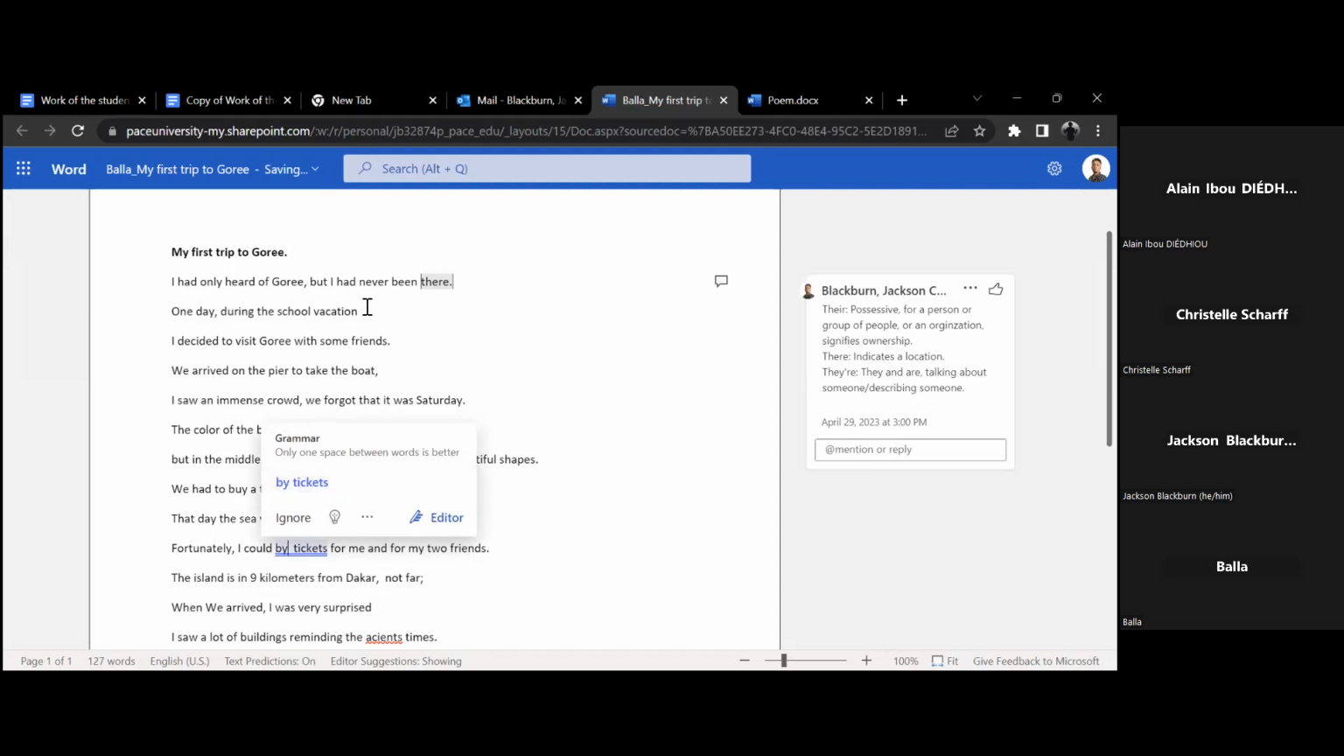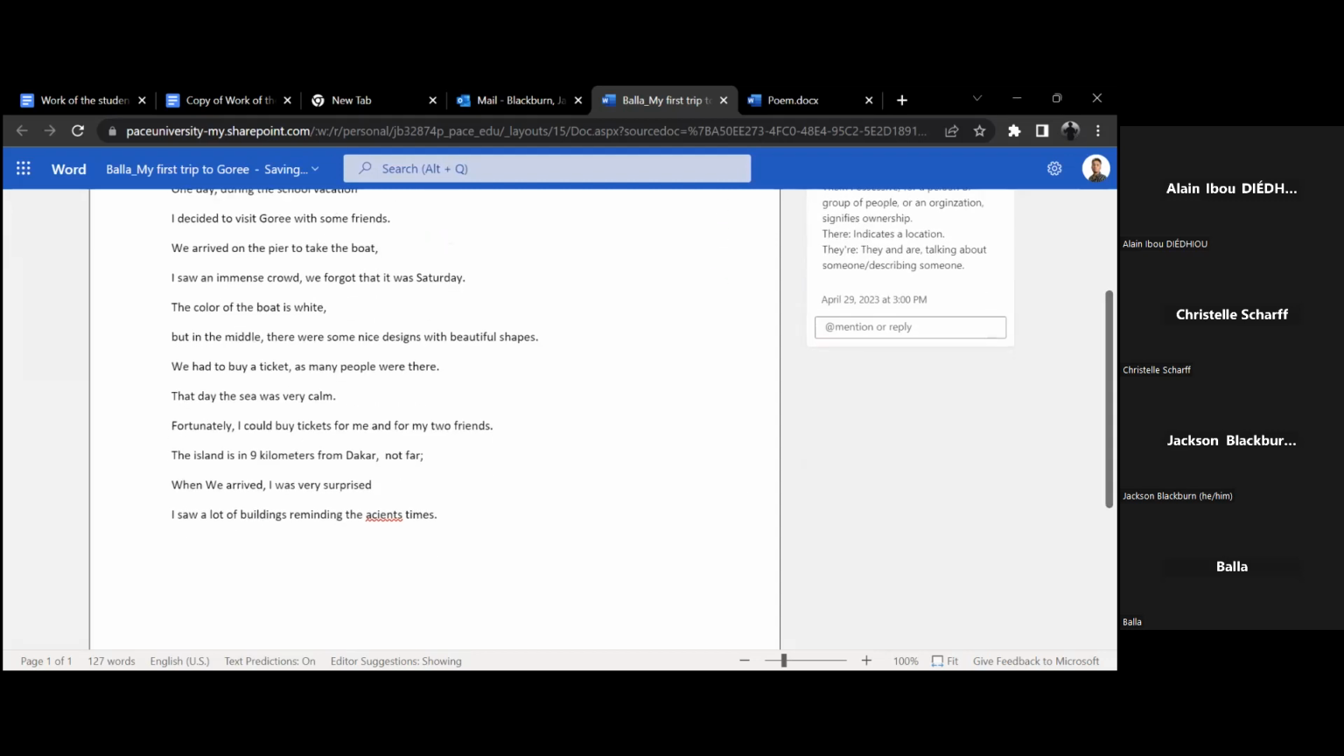And then I saw that you put in the chat "buy" instead of "by." So good job on catching that. I know sometimes it gets mixed up. Fortunately, I could buy tickets for me and my two friends.